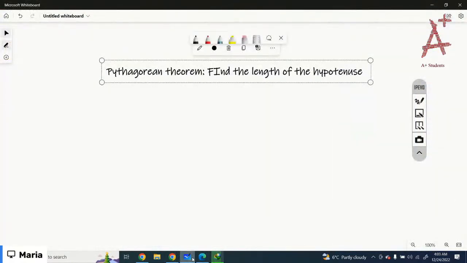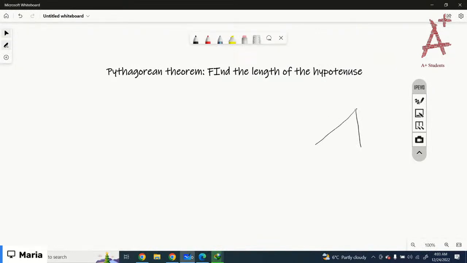This is a right angle triangle. A right angle triangle must have a right angle. Got it? The angle marked here is 90 degrees. The side that is opposite to the right angle is the hypotenuse. This is the length that is opposite to the right angle.